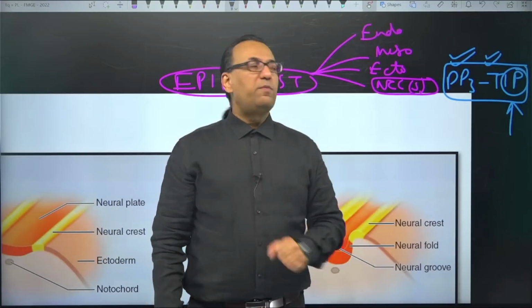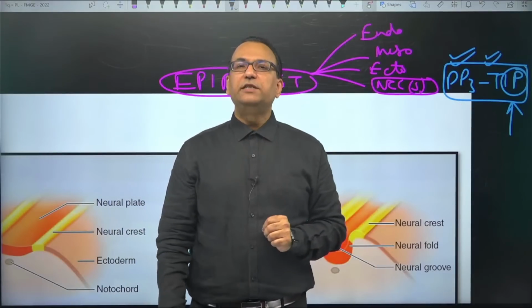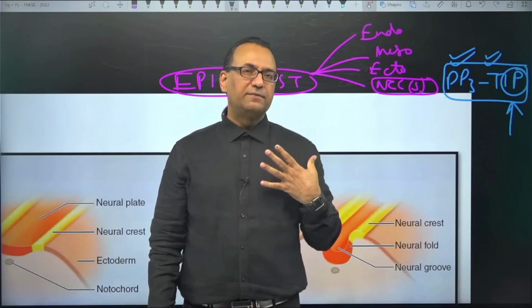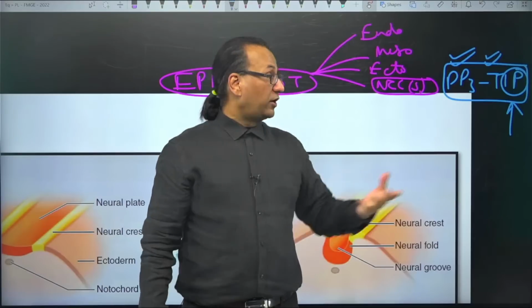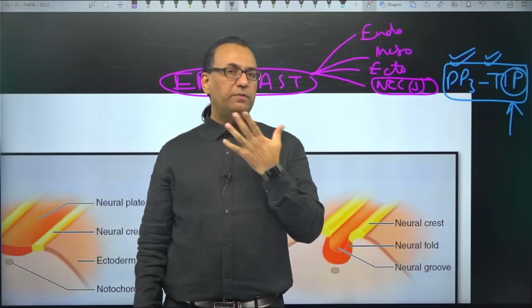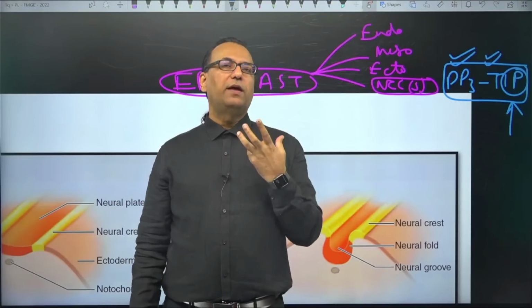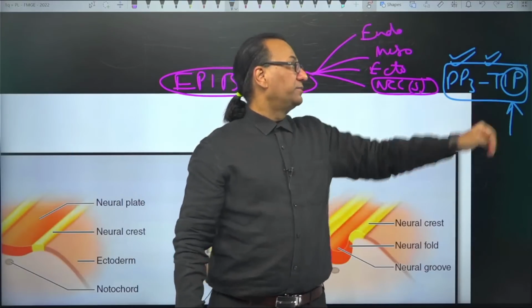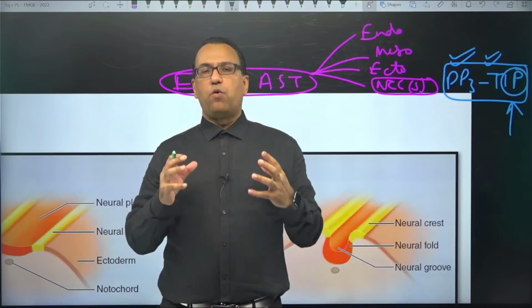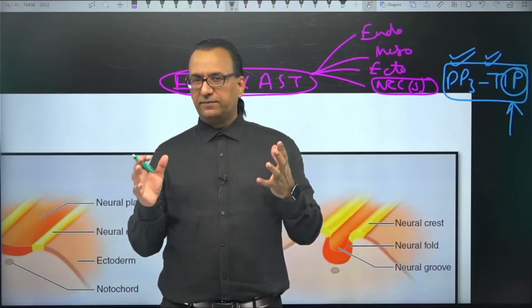In DiGeorge syndrome, the tip will be missing, meaning thymus will be missing and inferior parathyroid will be missing, and that could be a problem, because there can be cell mediated immunity down because thymus is down, hypoplasia of thymus, and inferior parathyroid is missing. That means there can be a problem of hypocalcemia. We'll discuss this again.